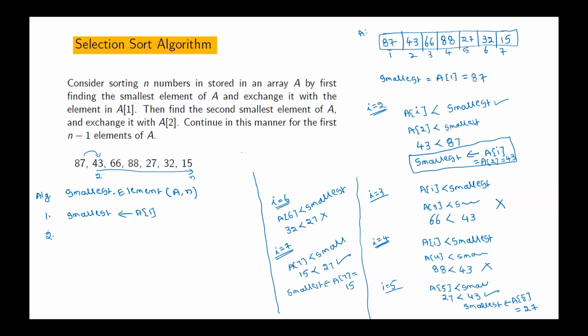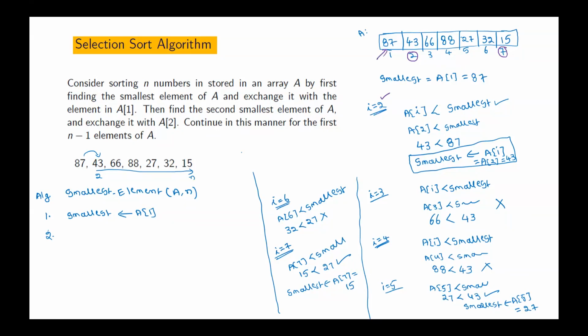So now the I value we have taken from 2 to 7. That means for each element in the array, initially we consider the first element as the smallest element in the array. Each element in the array from position 2 to 7, we compare with the smallest element and keep updating that smallest element. Is that clear?